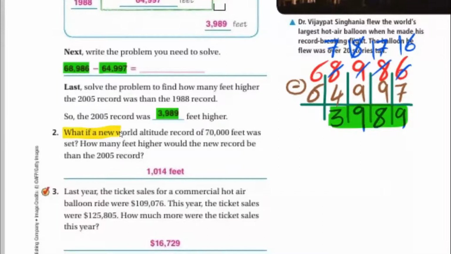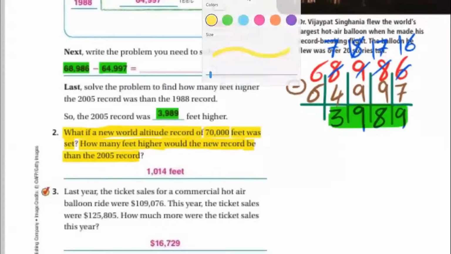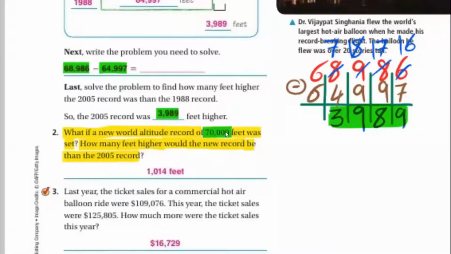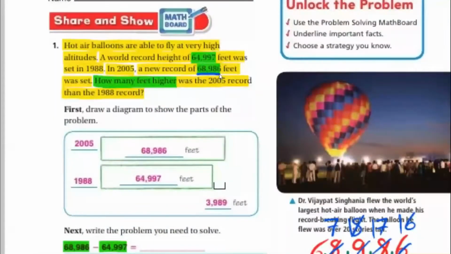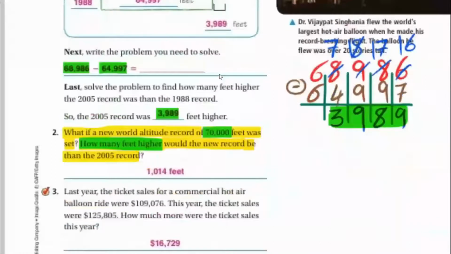What if a new world altitude record of 70,000 feet was set? How many feet higher would the new record be than the 2005 record? So we have a new record here, right? Which is 70,000 feet. And he asked me here how many feet higher. So you have to subtract again. But this time we're going to subtract 70,000 with the 2005 record, which is 68,986. Okay, let's see how to subtract it.